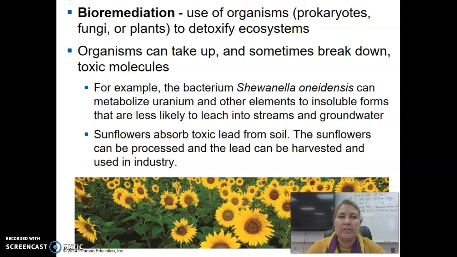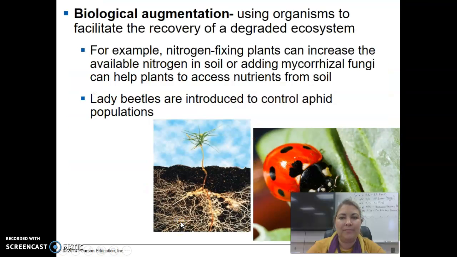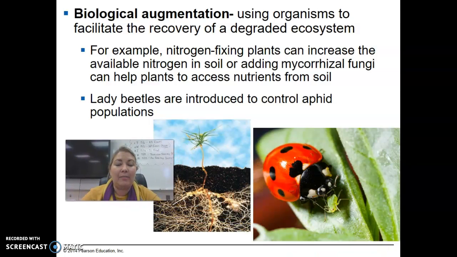So this was a good example of bioremediation, where you plant specific organisms in order to detoxify and reestablish healthy ecosystems. Sunflowers are actually really, really good at soaking up lead, so much so that the lead can be harvested from the seeds. Obviously, you can't eat the sunflower seeds if they're full of lead, but they can take it out and harvest it later. They also use different types of prokaryotes to help decontaminate water. And last but not least, biological augmentation is when we add new organisms to help fix ecosystems.